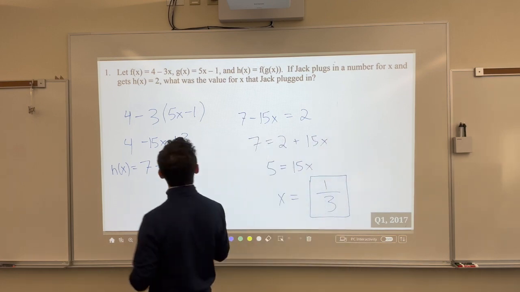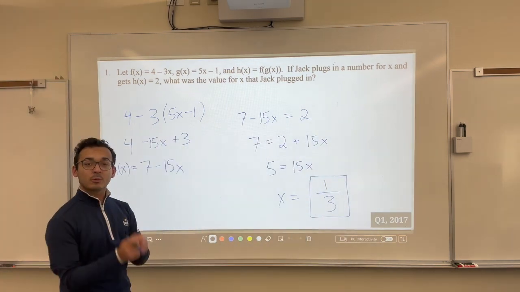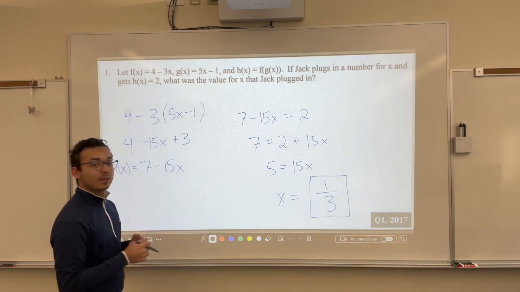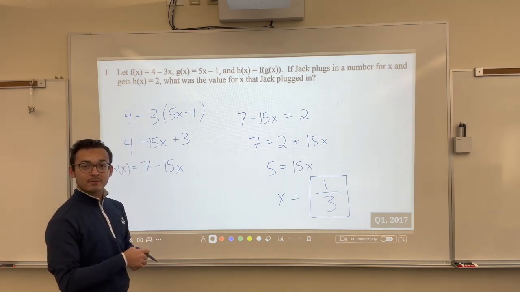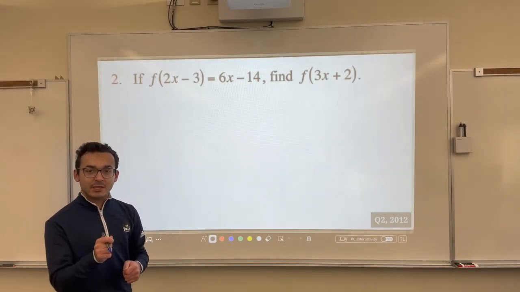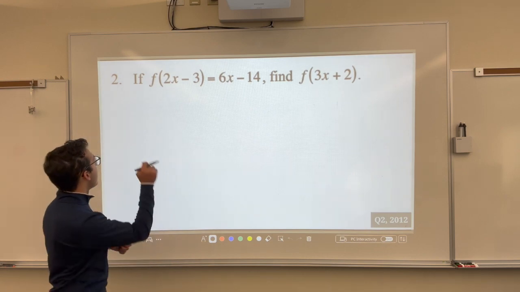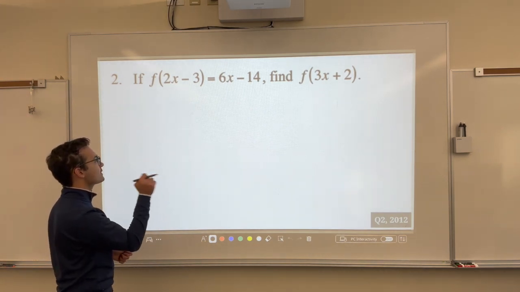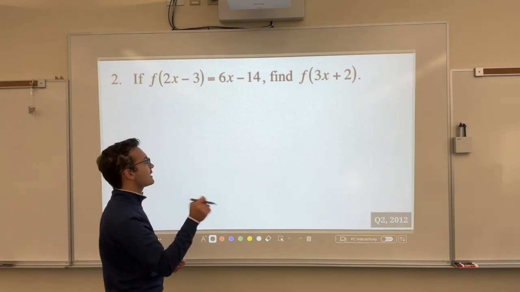So again, that one involved another compound function where we plug one function into another function. Alright, let's move on to the 4 pointers of this video. Alright, so now we are getting into transformations of functions. So f of 2x minus 3 is equal to 6x minus 14. Find f of 3x plus 2.